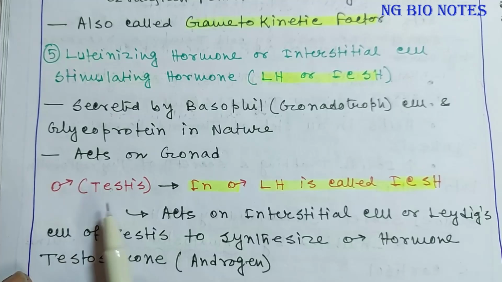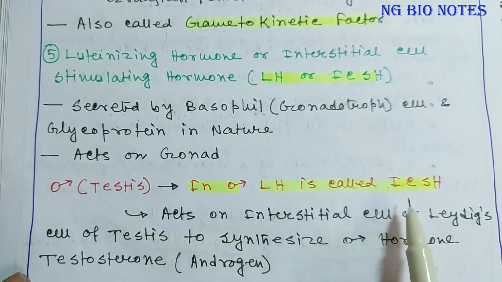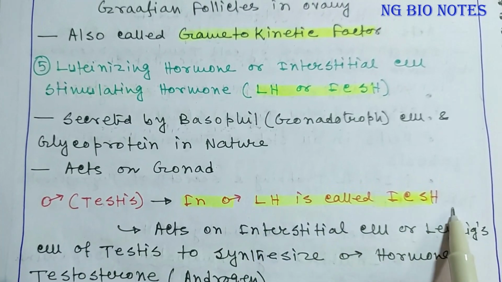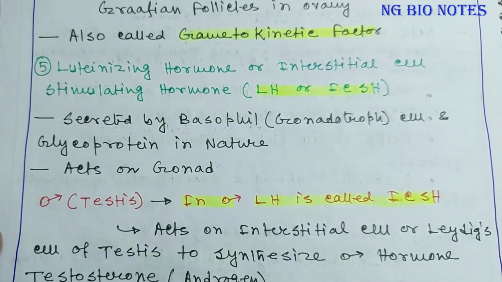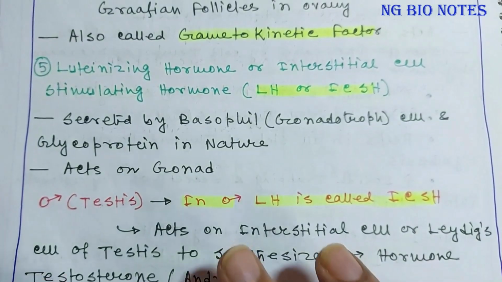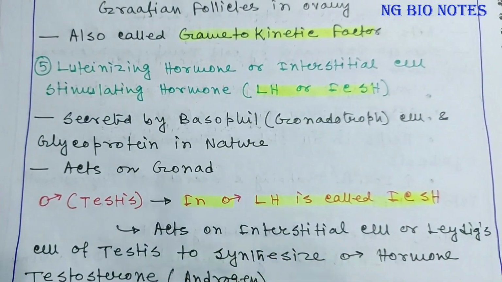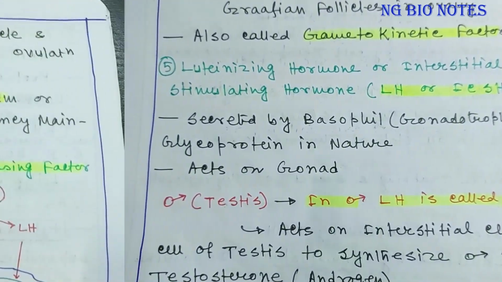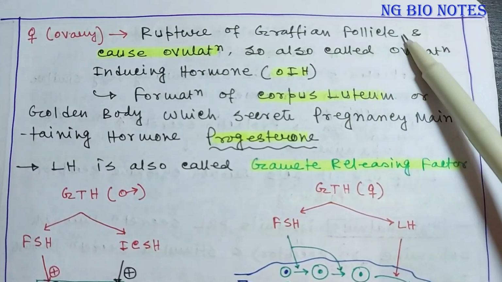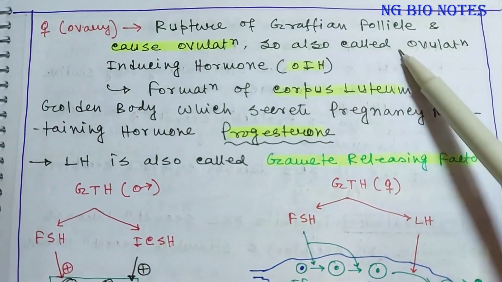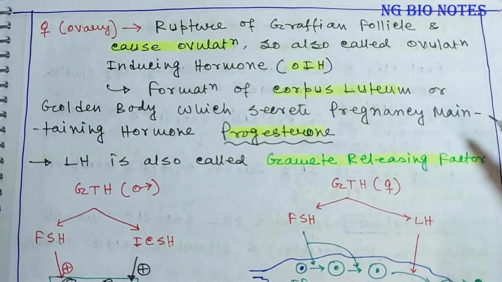In males, the LH hormone is also called interstitial cell stimulating hormone, and it acts on the interstitial cells or the Leydig cells of the testis and synthesizes the male hormone testosterone. Testosterone is a type of androgen, and dihydrotestosterone, epiandrosterone, and small amounts of estrogen can also be synthesized by the testis. The function of LH in the ovary is to rupture the Graafian follicle and cause ovulation. So this is also known as ovulation inducing hormone.